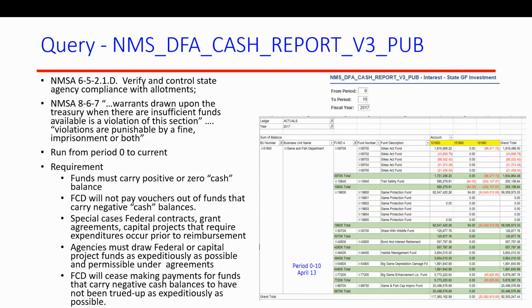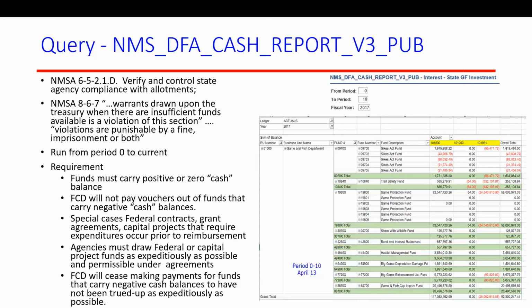In the case of federal contracts, grant agreements, capital projects, and activities that require expenditures prior to being reimbursed, we will allow an entity to run a negative cash balance. However, agencies must draw federal or capital project funds as expeditiously as possible and as permissible under agreements. Translating that into English, that means monthly at least. Financial Control Division will cease making payments for funds that carry negative cash balance. We will advise the agency of that, and we will hold off making payments until it has been trued up by the agency.